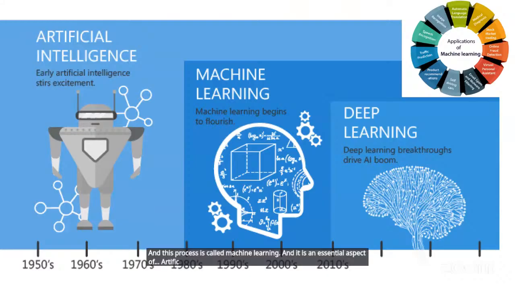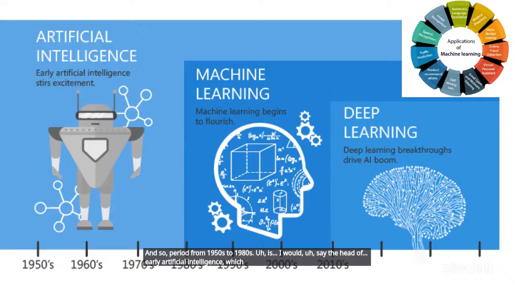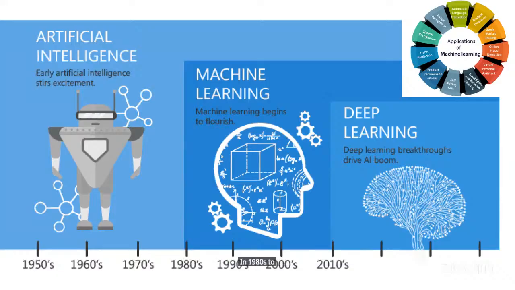It is an essential aspect of artificial intelligence, which is not new. People have been talking about artificial intelligence since the 1950s onwards, and the period from the 1950s to the 1980s is, I would say, the era of early artificial intelligence, which stirred excitement. From the 1980s to 2010, machine learning begins to flourish. And from 2010 onwards into the present, we have deep learning, which is driving the artificial intelligence boom.